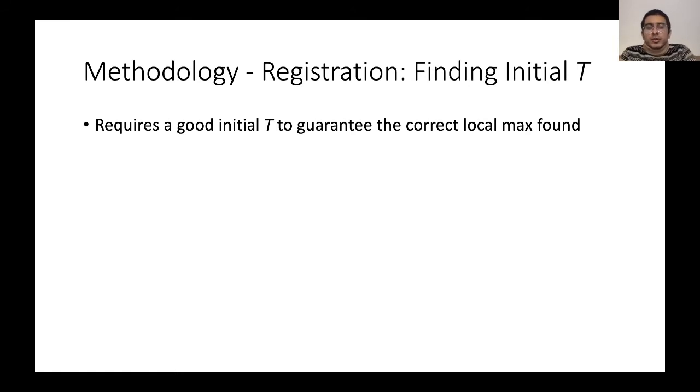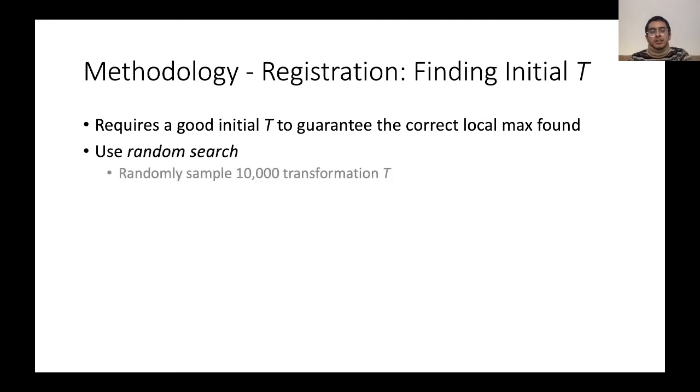The thing about trying to find the initial value of T is that if you find an incorrect value, or a not so good value of T to use as the initial one, it might lead to the incorrect transformation because the BFGS only finds local maximums, not global ones. In this case, you would use a random search method in which you would randomly sample, let's say, 10,000 transformations of T, and then select the transformation that yields the highest value of the EFT, and use this as the initial transformation in the BFGS algorithm.